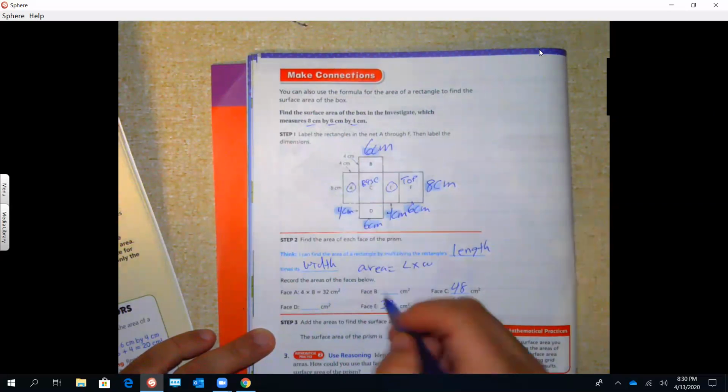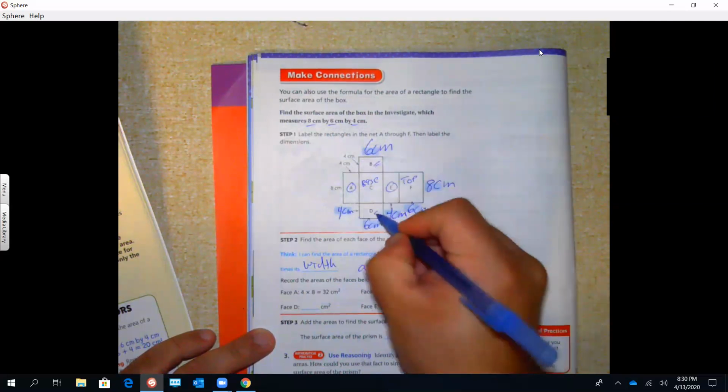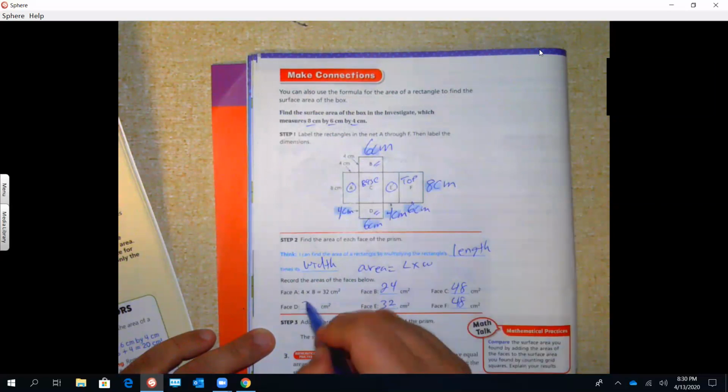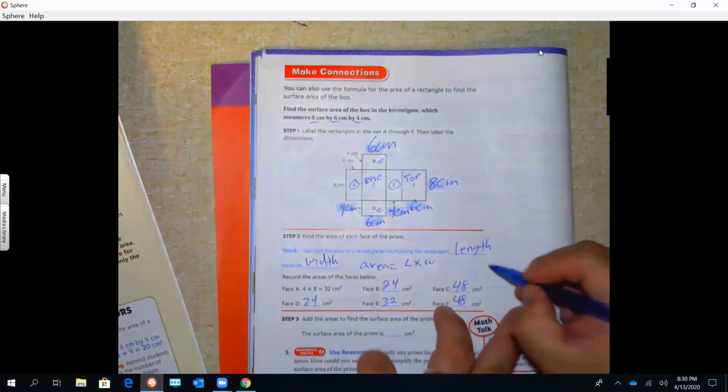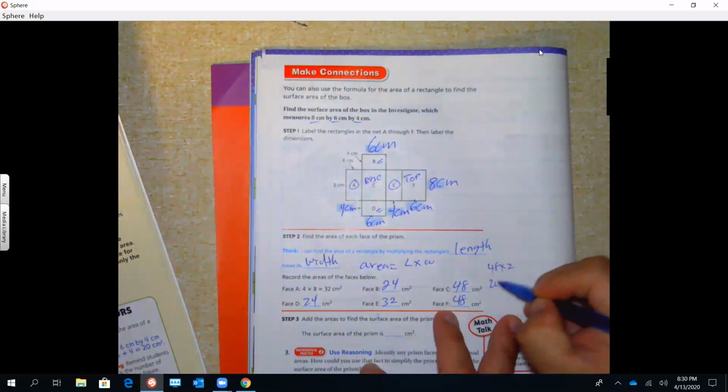Let's look at B. B is 4 by 6. That's 24. So then I know that this one is the same as that one. So D must also be 24. So what do you guys notice? So you could have gone 48 times 2, 24 times 2, or 32 times 2.